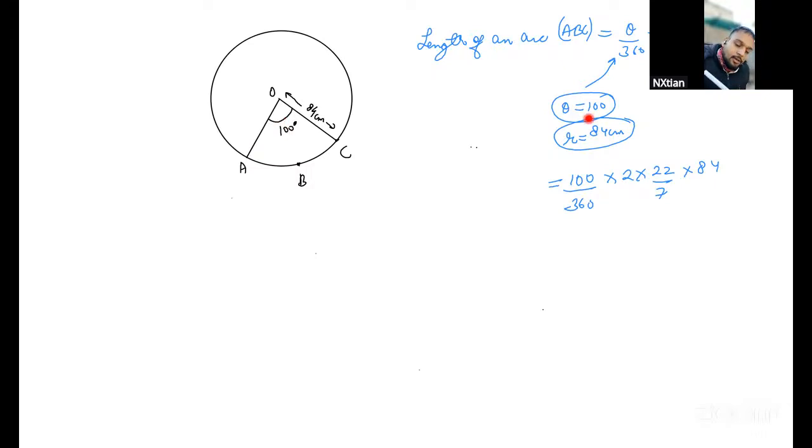Okay. So now you have to solve this. Like this will become 1, this will become 1, this will become 1, this will become 12, this will become 1, this will become 3. So it will become 10 into 2 into 22 by 3. So it will become 440 by 3. When you divide it, you will get the length of the arc. Okay?